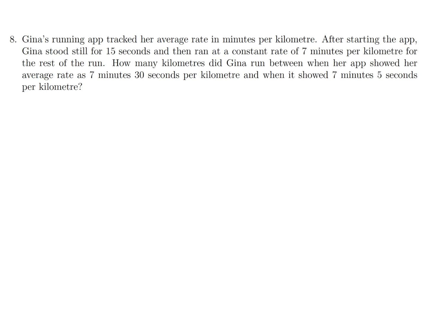Gina's running app tracked her average rate in minutes per kilometer. After starting the app, Gina stood still for 15 seconds and then ran at a constant rate of 7 minutes per kilometer for the rest of the run. How many kilometers did Gina run between when her app showed her average as 7 minutes and 30 seconds per kilometer and when it showed 7 minutes and 5 seconds per kilometer?